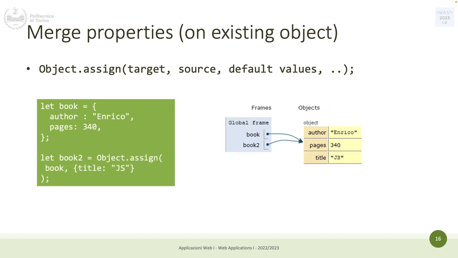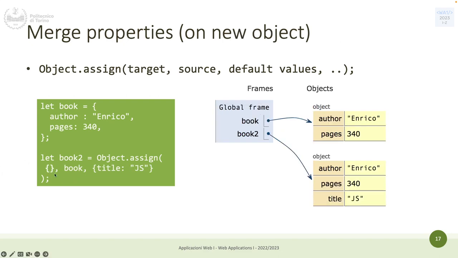So here we add the title to book. And then book is assigned to book 2. But here we have an empty object. So we are assigning title to book and then these things to the empty object. And the empty object is assigned to book 2. But since it's an empty object, it's a new object, so book 2 is different from book. Okay?